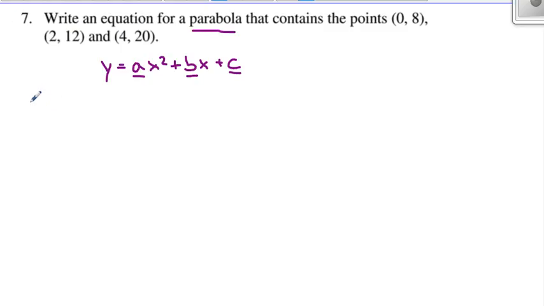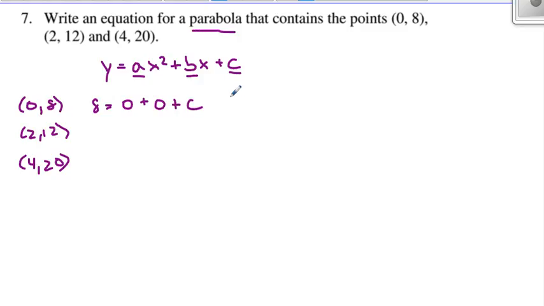All right, let's lay out those points just to keep our work organized. Our first point is (0, 8). The next one is (2, 12). And the third one is (4, 20). I'm going to plug each of these into this equation. So in the first one, y is 8. X is 0, which makes this whole thing 0. It also makes the next term 0, plus c, which means I already know c. c equals 8 in this case.